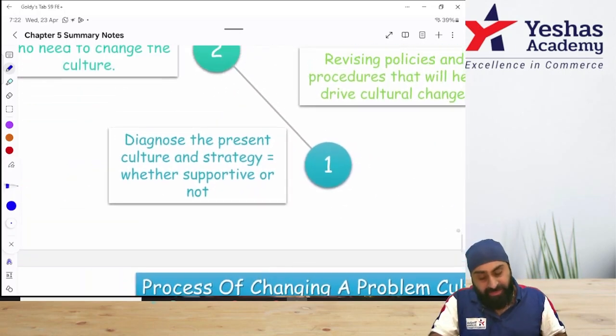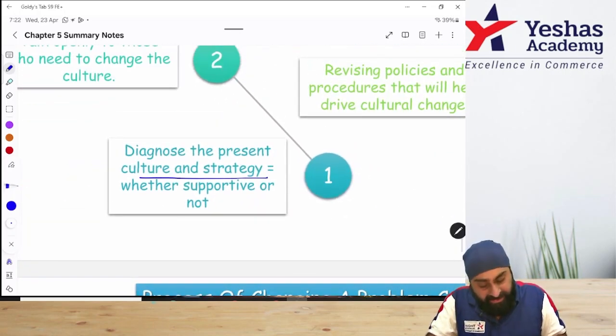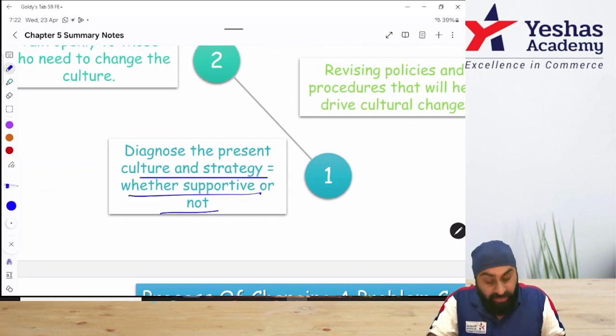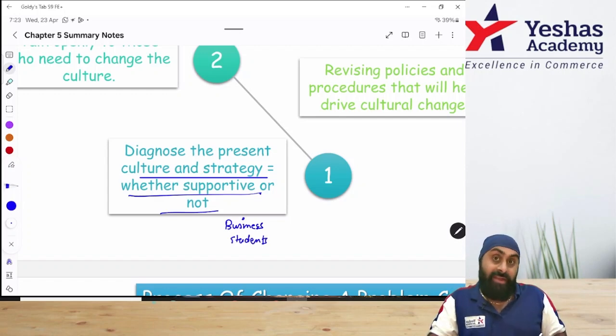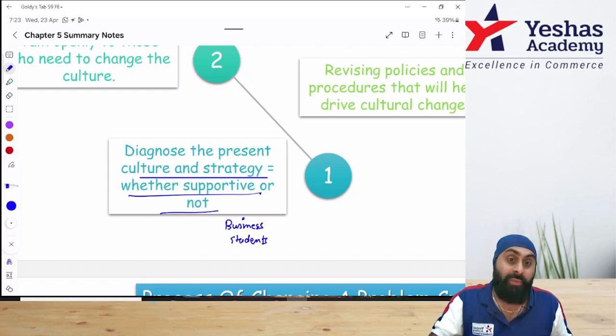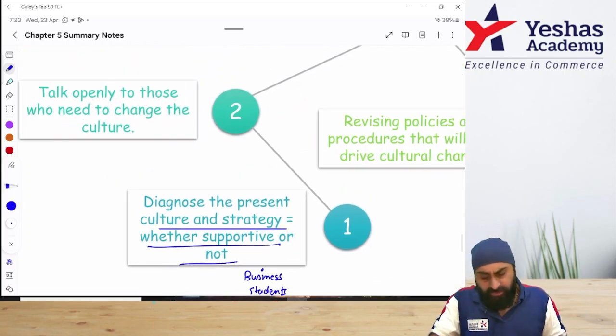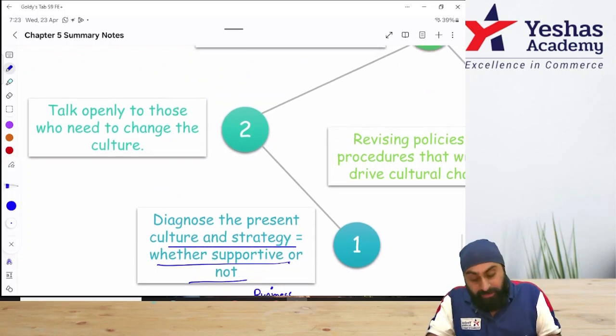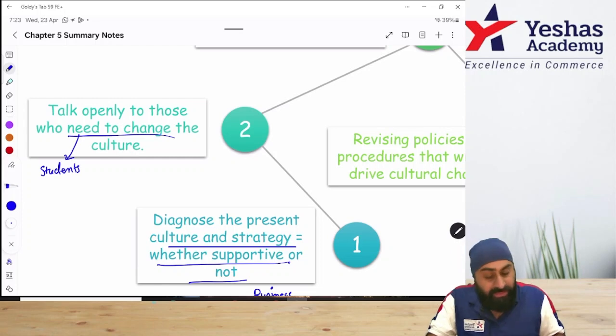The first step is to diagnose whether the present culture and the present strategy are supportive or not. If you are creating business school people, business students, you will try to do that. If you're trying to make an art college, you will not try to do that because it is not required. Let's go to the next part. Talk openly to those who need to change the culture. Basically, whom do you need to talk to? You need to talk to the students.